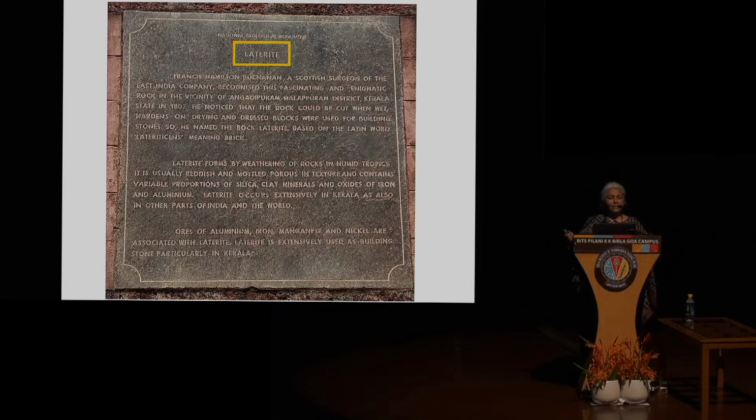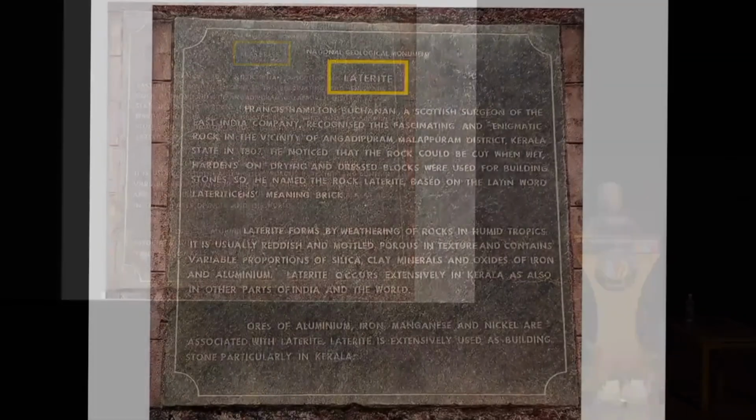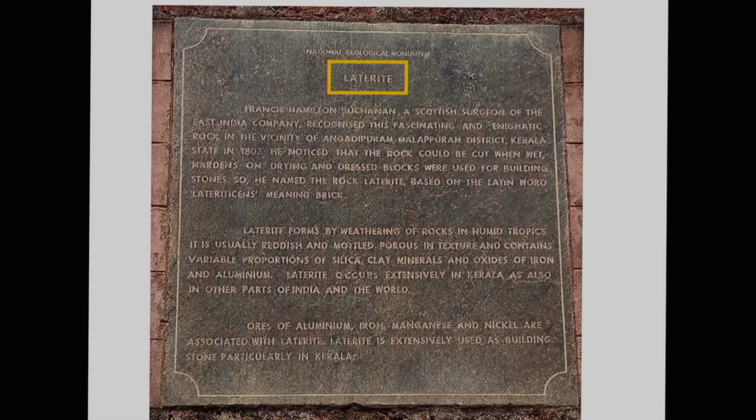Now this is a very intriguing rock because when you cut it, it's very soft. But when you leave it and expose it to air conditions, it becomes hardened. And it has survived many years. Whatever monuments you see in and around Goa or all along the Western Ghats, they are made up of laterites. Now, laterite forms by weathering of rock in humid tropical parts of the world. It is not only confined to India. If you go to Cambodia, you will see Angkor Wat temples. They are also made up of laterites. It's usually reddish, mottled, and porous in texture.